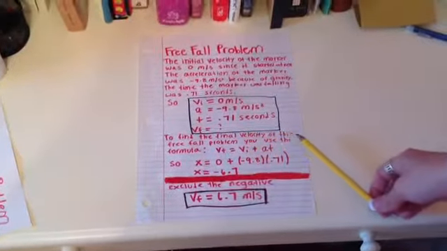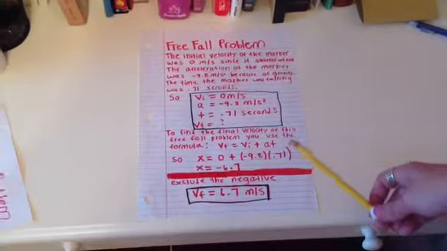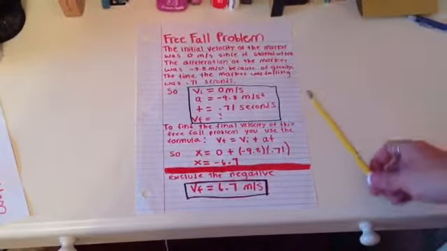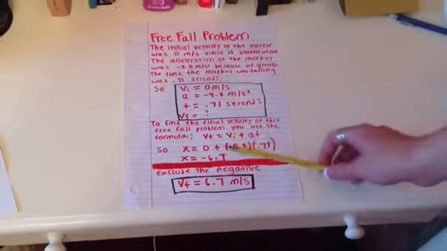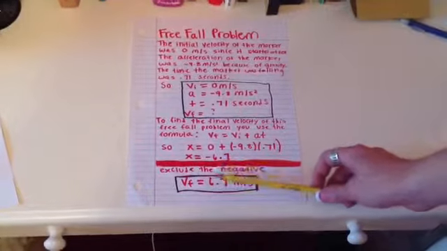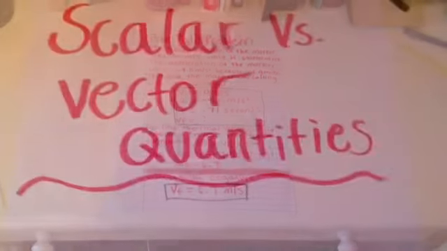So to find the final velocity of this free fall problem, you would use the formula Vf equals Vi plus acceleration times time. So you would do this, and then you would get negative 6.7, and you would exclude the negative, and you would get 6.7 meters per second as your final velocity.